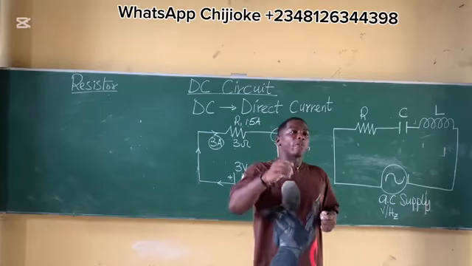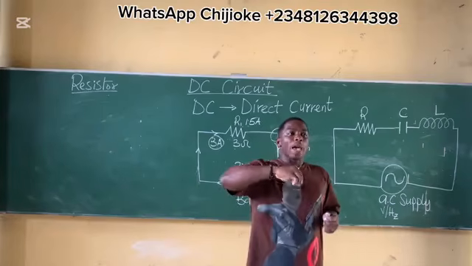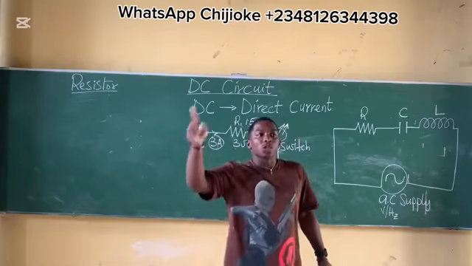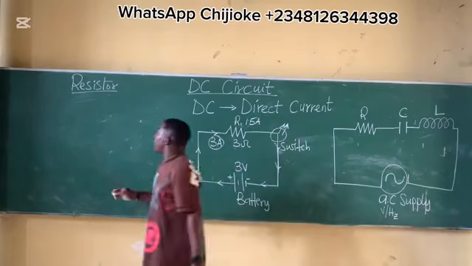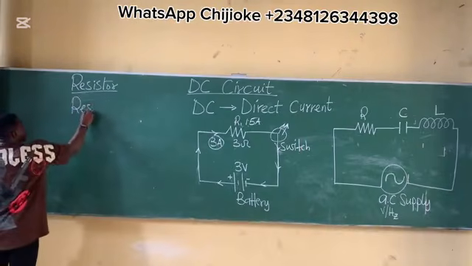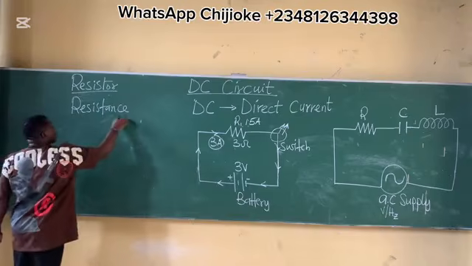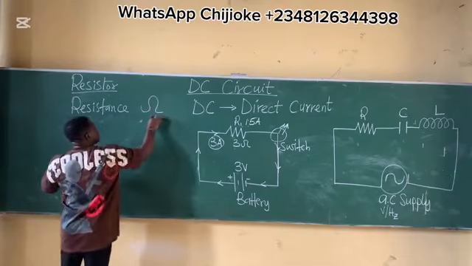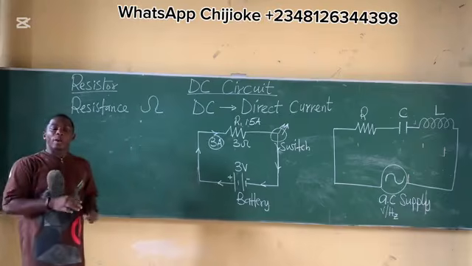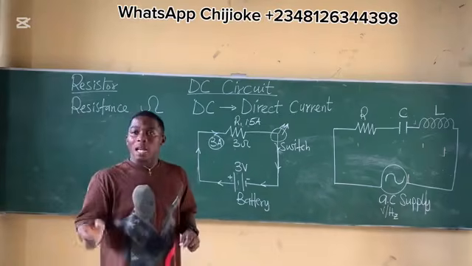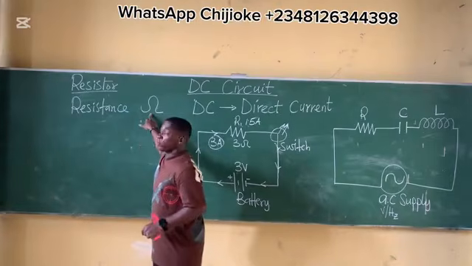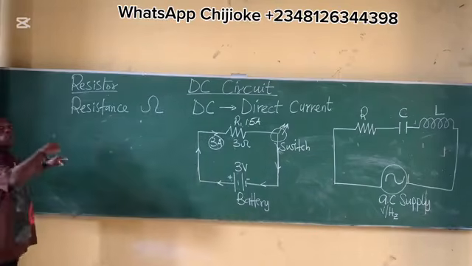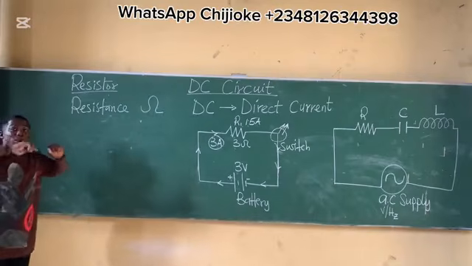The amount of current that is opposed by a resistor is called resistance. Please take note. The amount of current that is opposed by a resistor is called what? Resistance. And the unit of resistance is what? Ohms. Are we following?